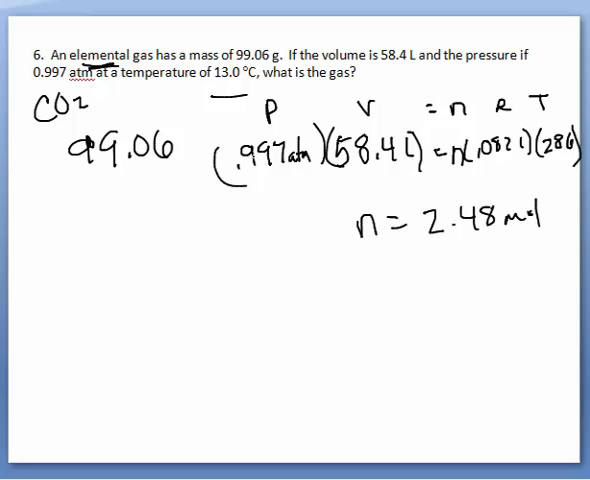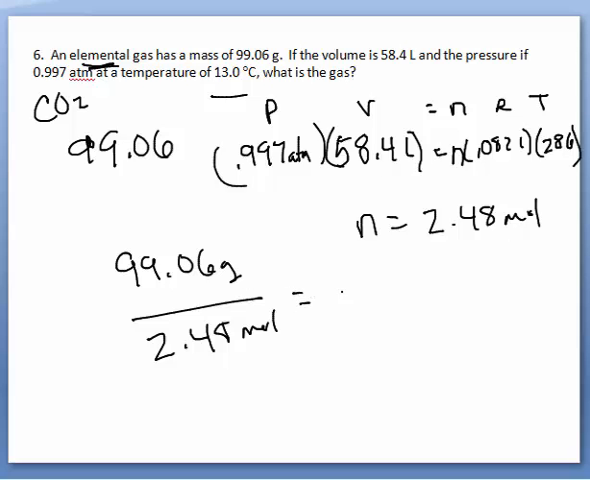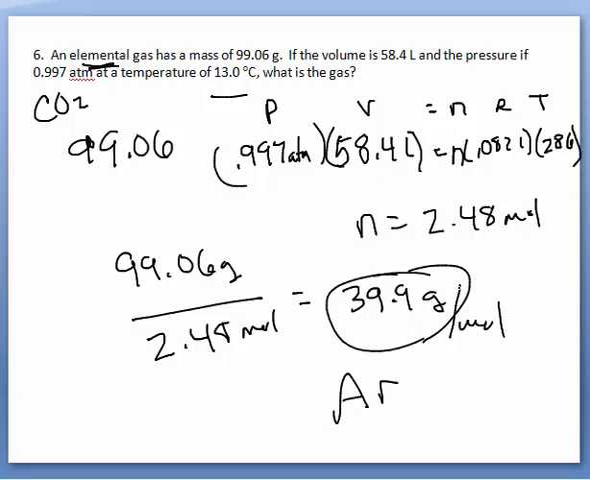Now if we want to identify the gas, what we can do is take our 99.06 grams over our 2.48 moles. That'll give us units of grams per mole. So that's going to give us 39.9 grams per mole, and when we look on the periodic table, argon has a mass of 40 grams per mole. So we can be rest assured that this gas is argon.